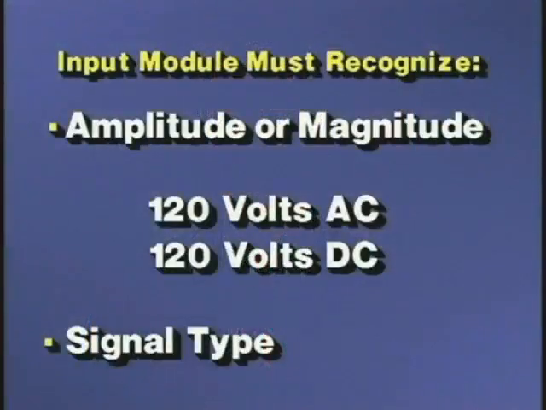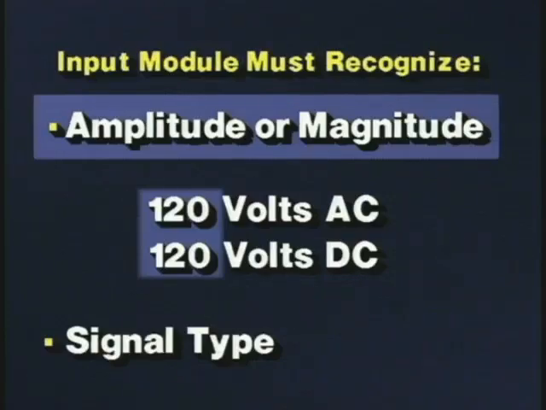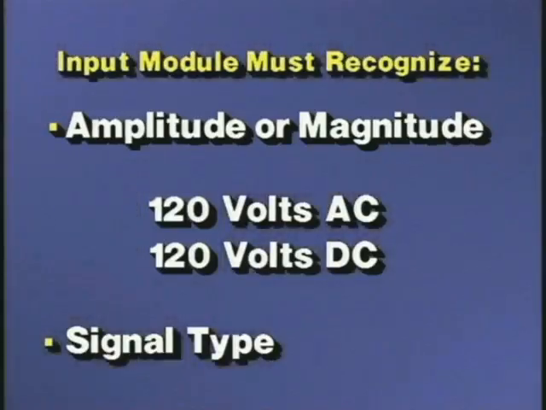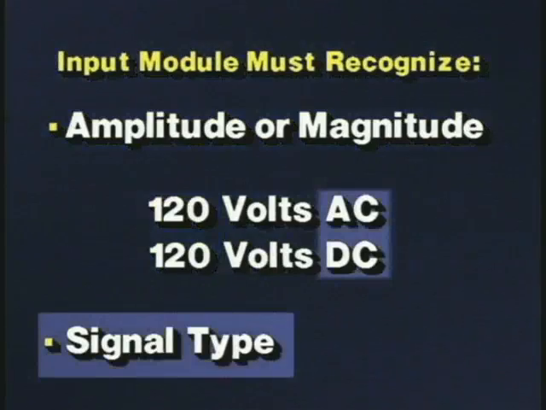The only thing the interface cares about to properly recognize the on or off status of the signal generated by a field input is the voltage, amplitude, or magnitude and the type of signal. For instance, 120 volts AC or 120 volts DC. For this reason, PLC manufacturers make input interfaces available at various AC and DC voltage ratings.